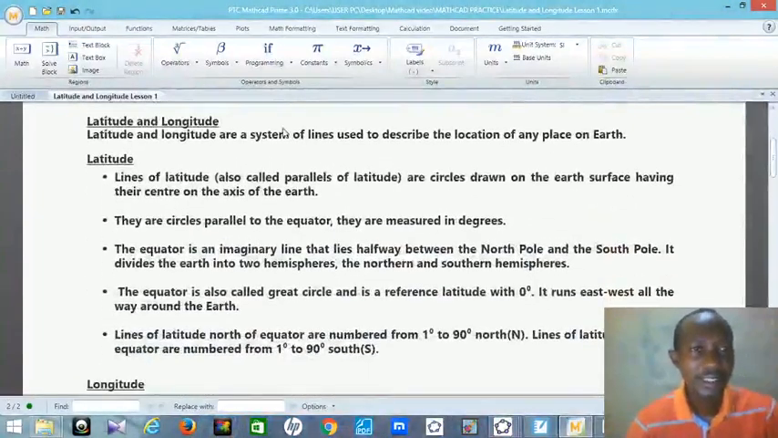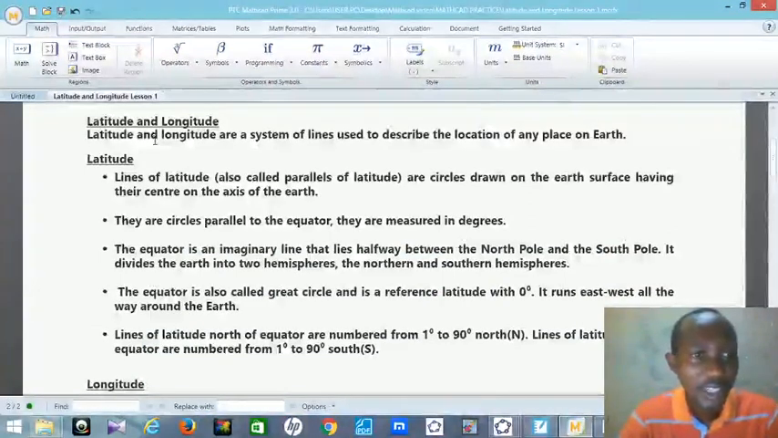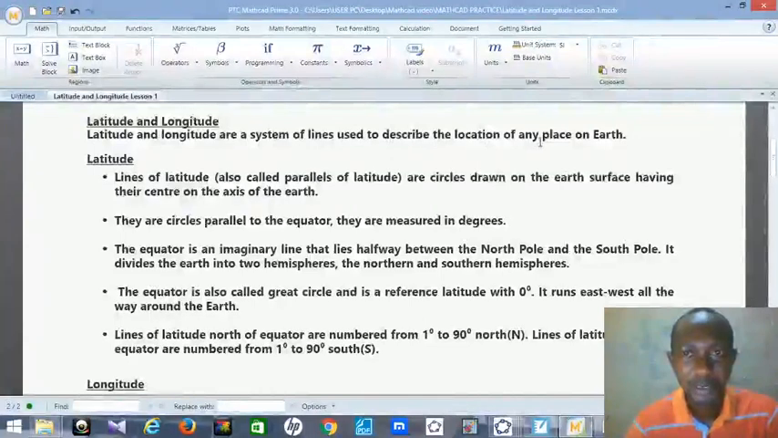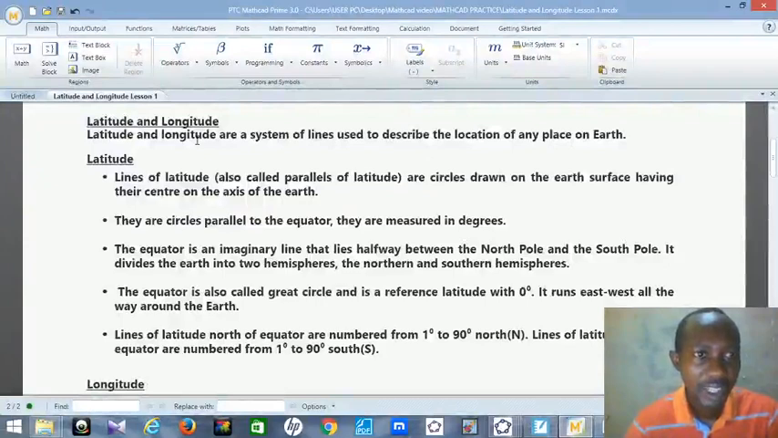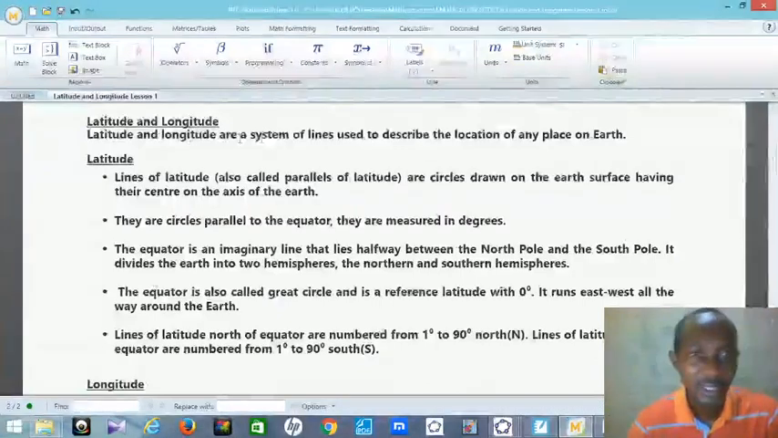So let's start with longitude and latitude. When we talk about longitude and latitude, what do we really mean? Longitude and latitude are a system of lines used to describe the location of any place on the earth. Most times we apply longitude and latitude in aircraft. When the pilots are moving in the air, they try to move through the lines of latitude and longitude in order for them to locate their point and their position of where they are going to.